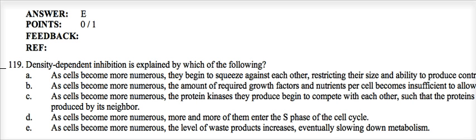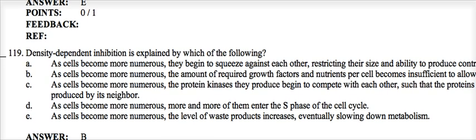So density-dependent inhibition, if you remember, what page is that on? It's on page 232. And the answer here is B. As cells become more numerous, the amount of required growth factors and nutrients per cell becomes insufficient to allow for cell growth. So the cells stay at a particular concentration and level.